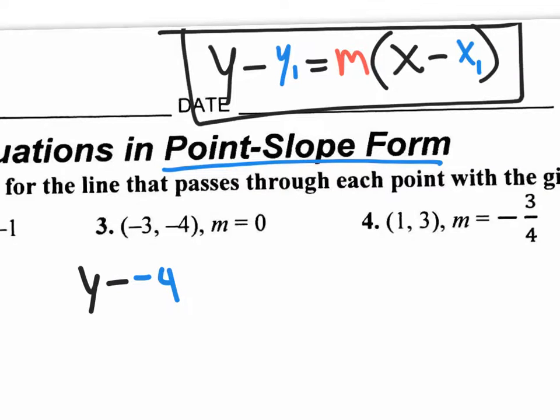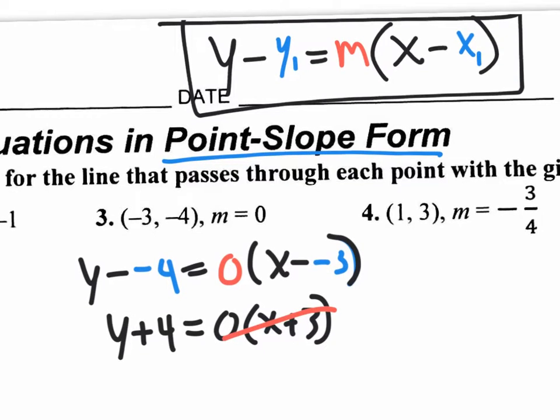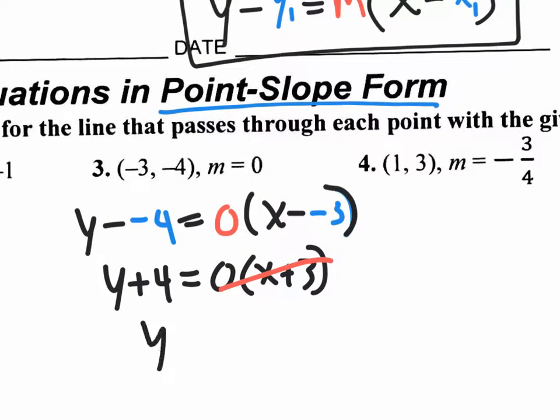If you went for number 3, you would say y minus y1, that would be negative 4, equals m, which happens to be 0. They're telling us that the slope is 0. Open parentheses, x minus x1. x1 is negative 3. Should have closed the parentheses in black. Anyhow, we really have y plus 4 equals 0 times x plus 3. And of course, 0 times anything is simply 0. So you could scratch that out, and you really have y plus 4 equals 0.